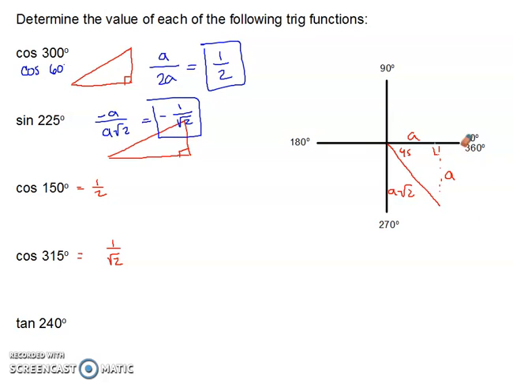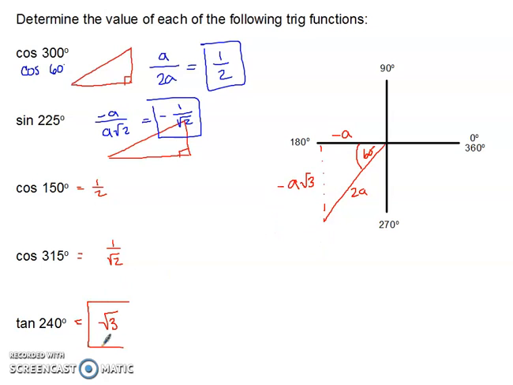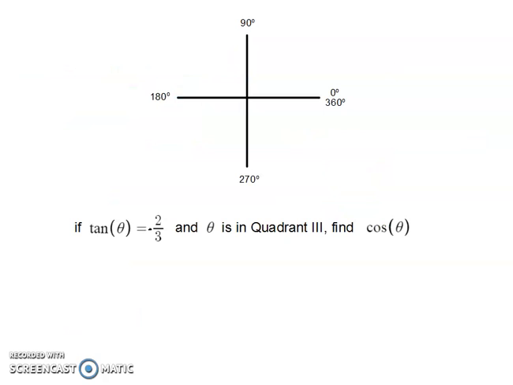And my tangent function of 240, so 240 would be here, and I would have a reference angle of 60 degrees. So my triangle would be 30, 60, 90. And my tangent would be opposite over adjacent, which would simplify to square root of 3. Since both my x and my y are negative, my tangent would reduce to a positive value. All right, we're going to move on to part 2.